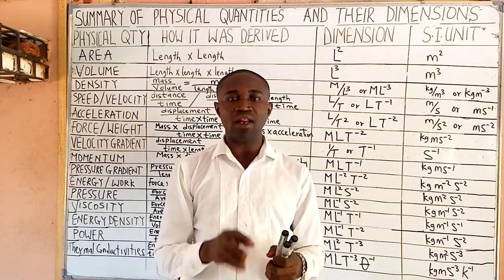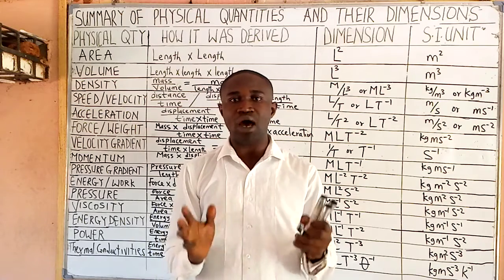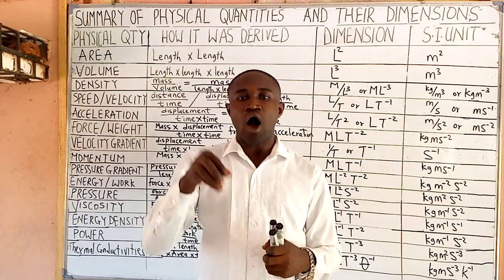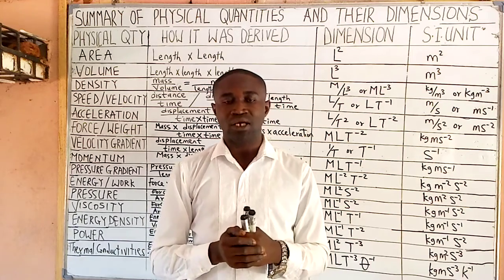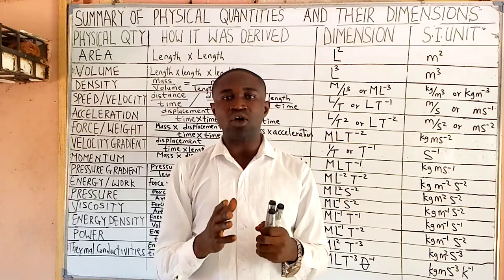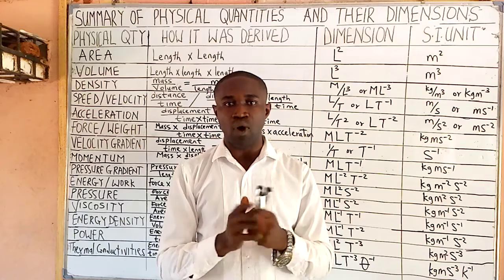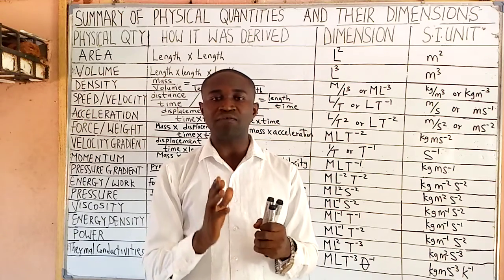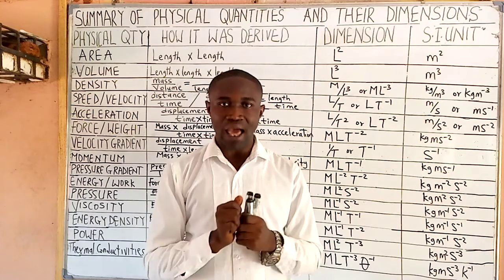This day we want to see a summary of physical quantities and their dimensions. In the video before this, we discussed physical quantities, what it's all about, and also dimension and how to derive the dimensions of the derived physical quantities. Now we want to see a summary of all the possible dimensions we can lay hands on. So this video will discuss 15 derived physical quantities and their dimensions.